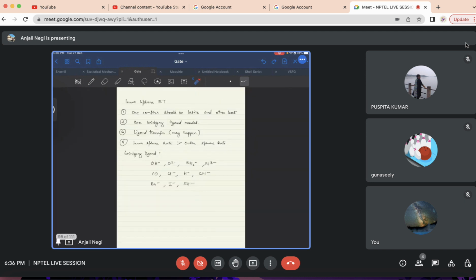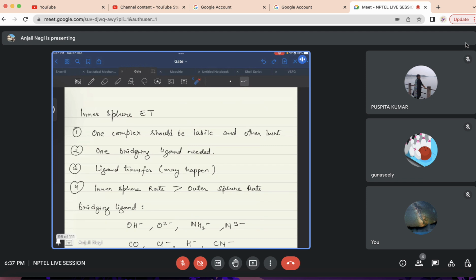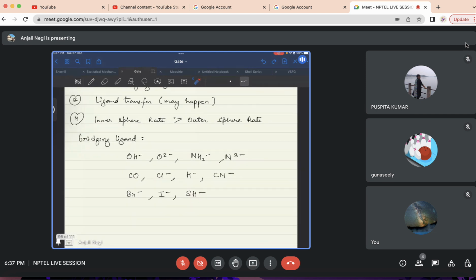Now, that was for outer sphere, but for inner sphere one complex should be labile and the other should be inert, and a bridging ligand is needed, and it's important. The ligand transfer may happen in the inner sphere, okay? It's not compulsory to happen. The inner sphere rate is greater than the outer sphere rate, this is the point. And here are some examples of bridging ligands: chlorine, N3, CN negative, bromine, iodine.